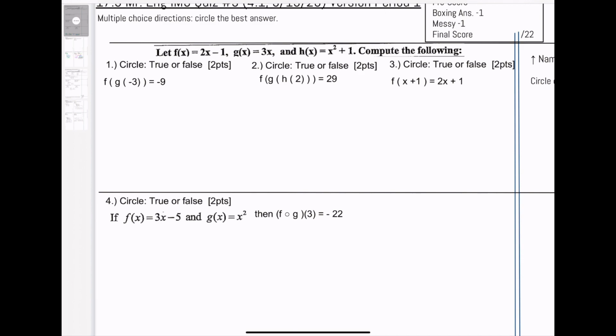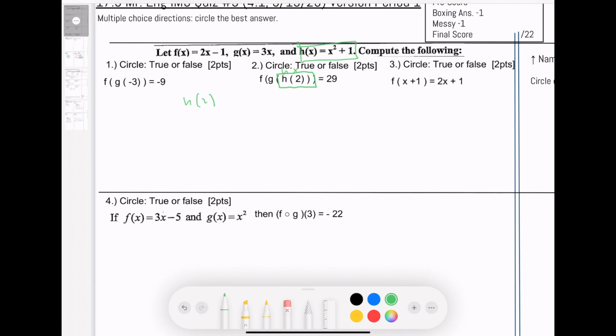All right, question number 2. Circle, is it true or false? The first thing I'm going to do is figure out h of 2. That means we're going to go up into here, and every x value we're going to replace with 2. So h of 2 equals 2 squared plus 1. So no longer am I writing x, I'm writing 2. Just go ahead and simplify this. So I get 4 plus 1. This gives me 5. H of 2 equals 5.